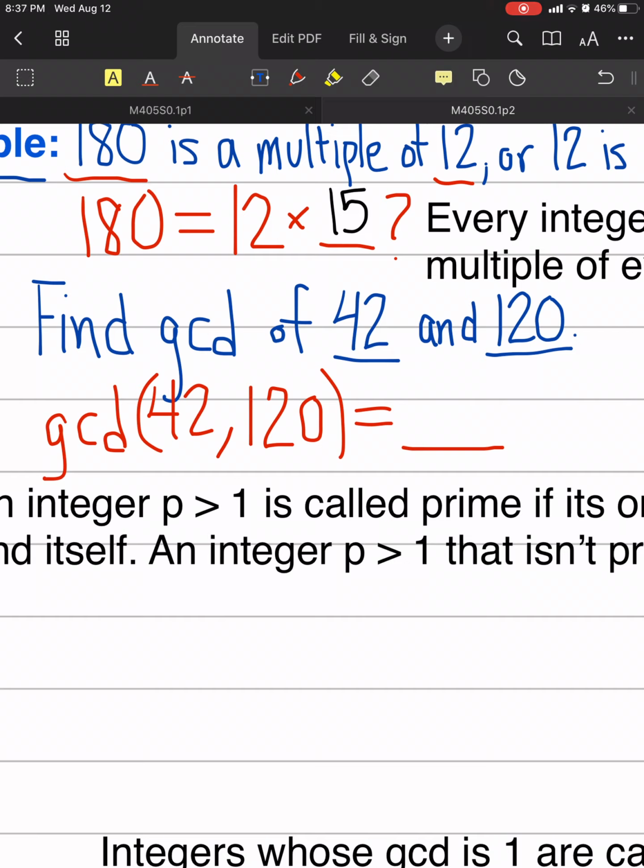And you can do that without even listing them out or anything. You can just figure it out in your head as long as the numbers are small enough, which in this case they should be. So that's not something you can't do.